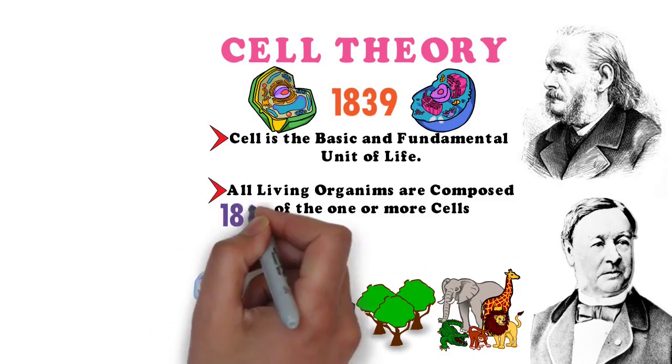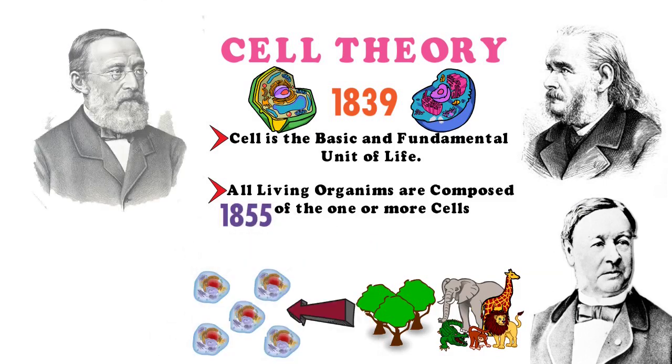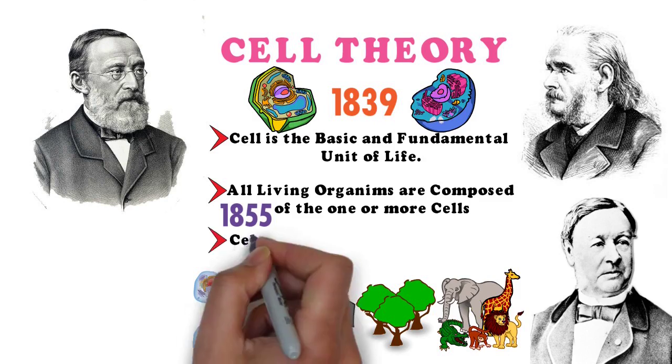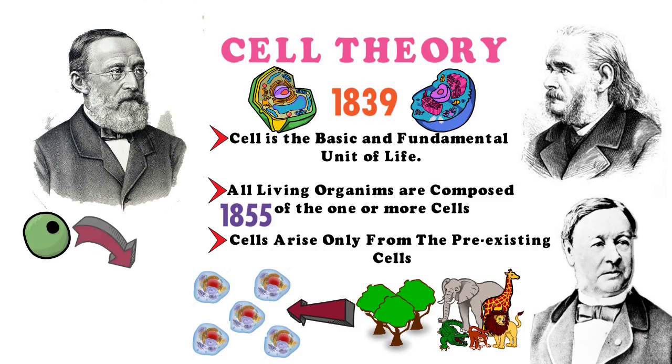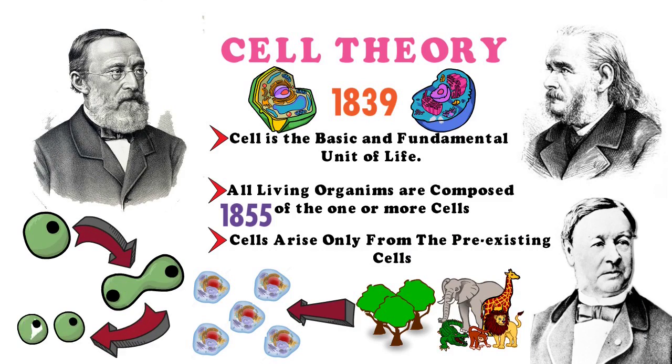Then after 14 years, in 1855, Rudolf Virchow extended the theory with a new point that cells come and originate from pre-existing cells. Hence, until now the cell theory has these three main points as the salient features.